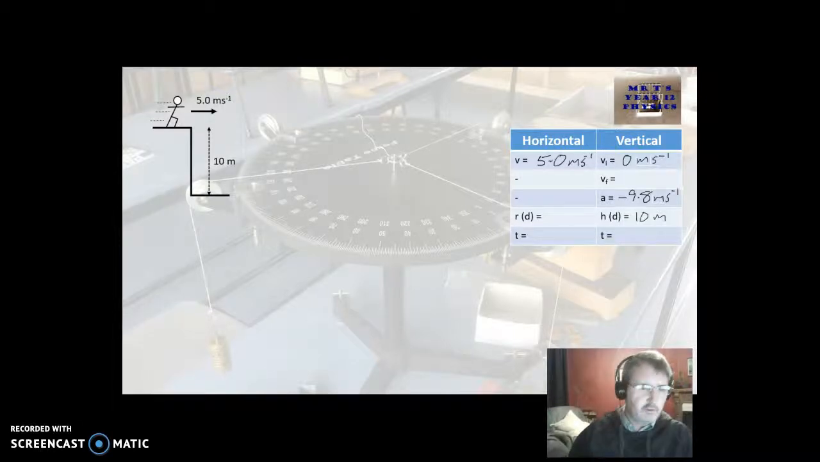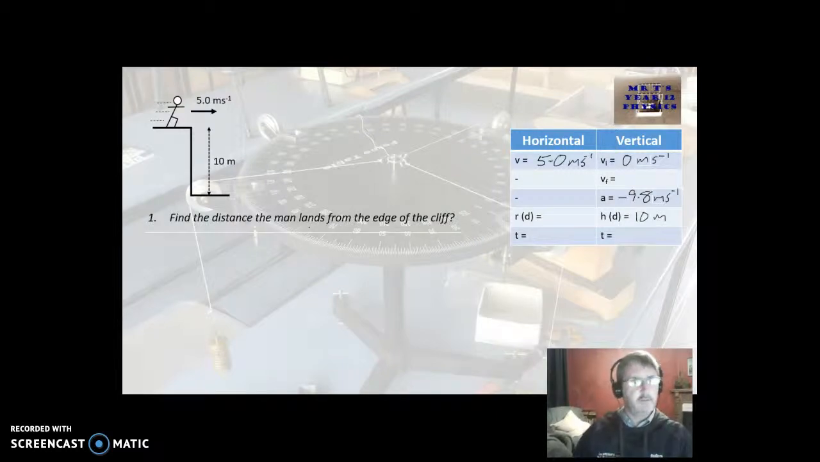Now, here's a question that they're going to ask us about this. Find the distance the man lands from the cliff's edge. Okay, so this is a bit complicated. They want us to find the distance horizontally. We sometimes call this the range, and sometimes we use the symbol R to represent this. But in our equations, it's always called D. So let's have a look at the horizontal though. If I want to find D, horizontal, I need to know, well, let's have a look at this.